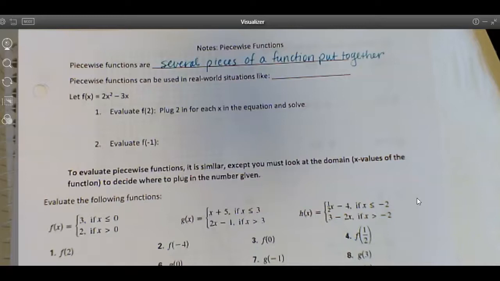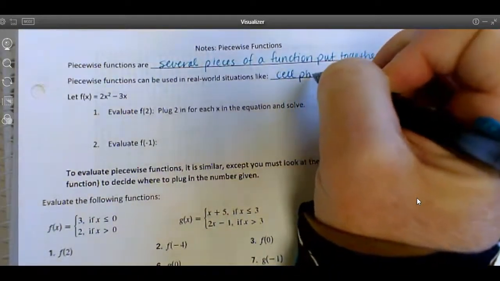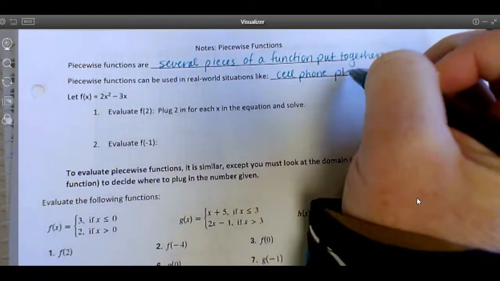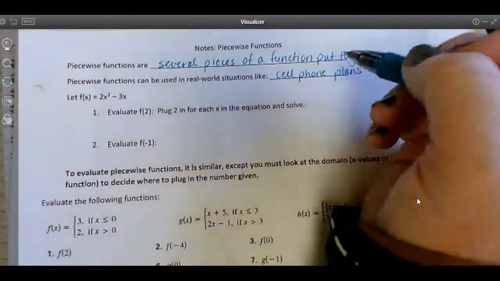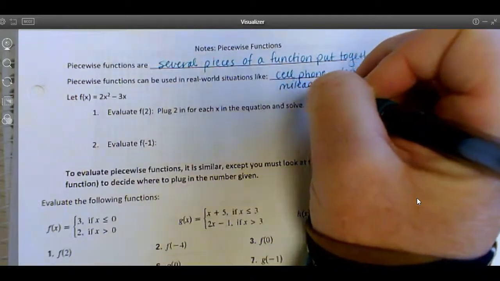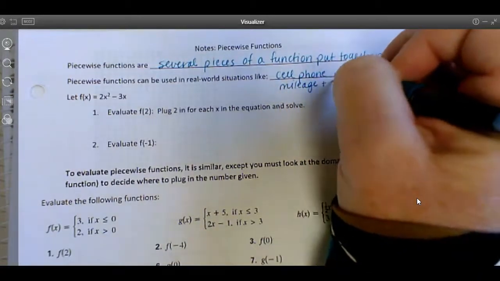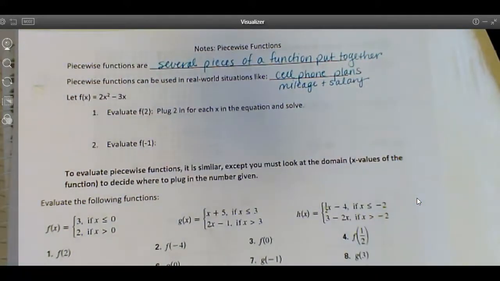There are lots of real-world situations where piecewise functions are used. We won't spend a lot of time on them, but sometimes, like cell phone plans, and I'll explain what that means, but cell phone plans is a time that piecewise functions are used. Mileage and salary is another way that real life piecewise functions are used.